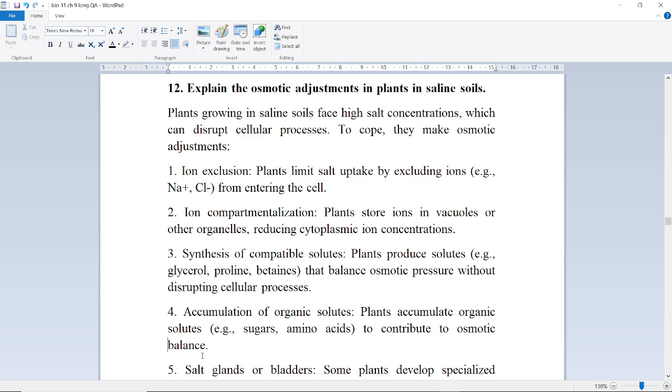Synthesis of compatible solutes: plants produce solutes, for example glycerol, proline, and betaines, that balance osmotic pressure without disrupting cellular processes. Accumulation of organic solutes: plants accumulate organic solutes, for example sugars and amino acids, to contribute to osmotic balance. Salt glands or bladders.